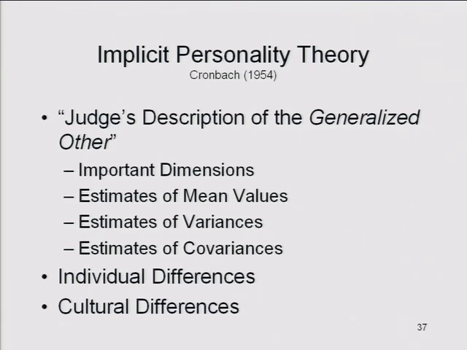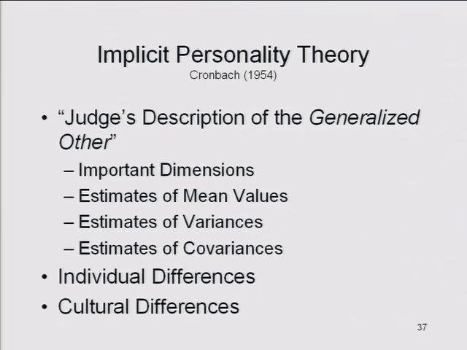Second, we carry around in our heads estimates of the mean values of the population on these dimensions. Do you think most people are smart or most people are stupid? Do you think most people are nice or bad? Warm or cold? That's what we mean by estimates of mean values. We don't mean that everybody carries around the idea that the average person scores 7.389 points on a 10-point scale of intelligence. What we mean is just some sense of where the central tendency of the population is.